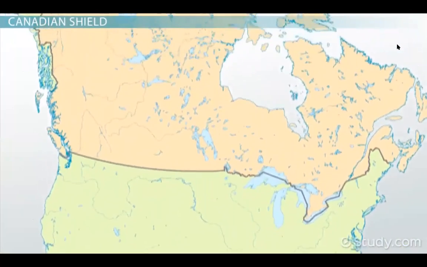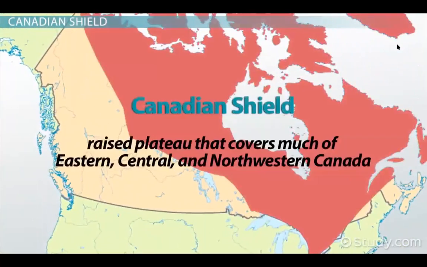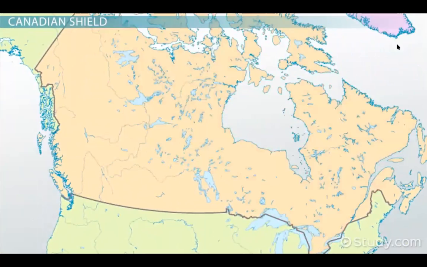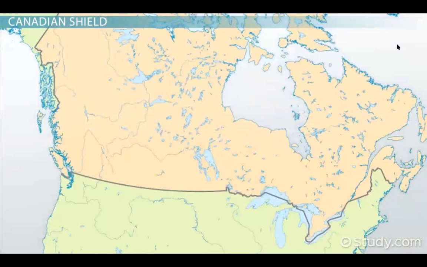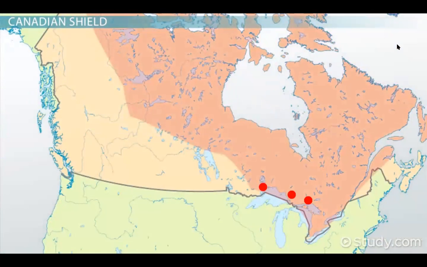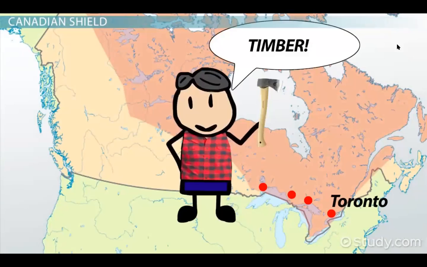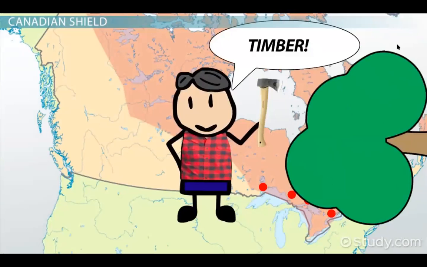Moving our eyes northward, we come to the Canadian Shield. The Canadian Shield is a raised plateau that covers much of eastern, central, and northwestern Canada. Defining our definition a bit more, a plateau is a flat, elevated landform that rises above the surrounding area. Due to its rather harsh environment, the Canadian Shield is rather sparsely populated. Most who live there make their homes closer to cities like Toronto. For those brave humans who take on the tundra and the cold, forestry is a very common occupation.